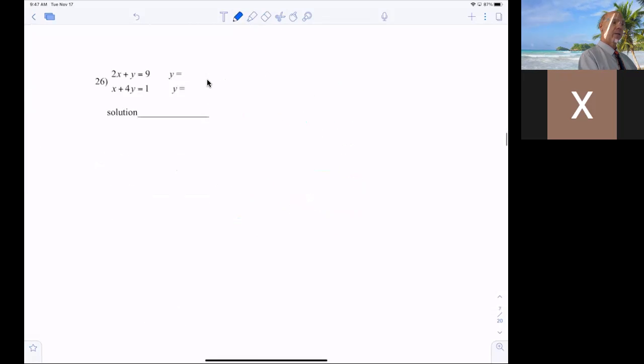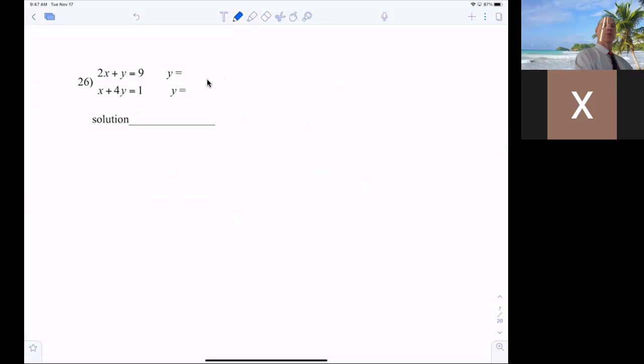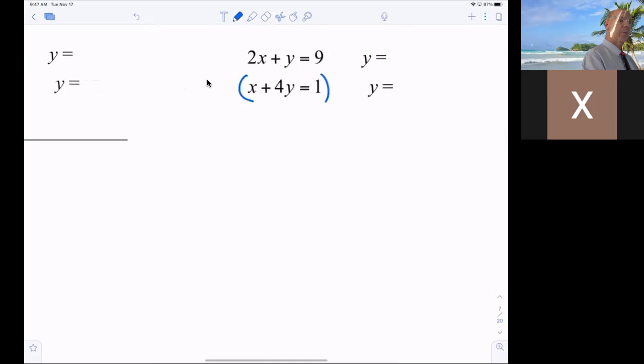All right, we'll do one more example, and then I'm going to let you guys do some homework. Okay, so I'm going to grab this over here and paste it. All right, so what do I need to multiply by? The bottom one by negative 2. Yes, everybody get on board here. That gives me negative 2x minus 8y equals negative 2. And now I have 2x plus y equals 9.